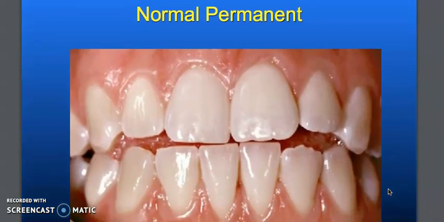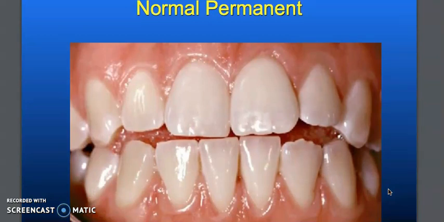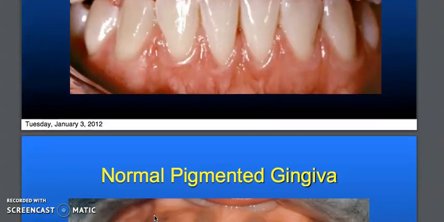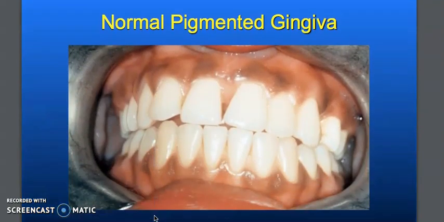This is a normal permanent dentition. You notice how nice and collared the tissue is, nice around the neck of the tooth. It is pink, no red, no inflammation, no irritation. Looks like this person has good home care. Very normal.